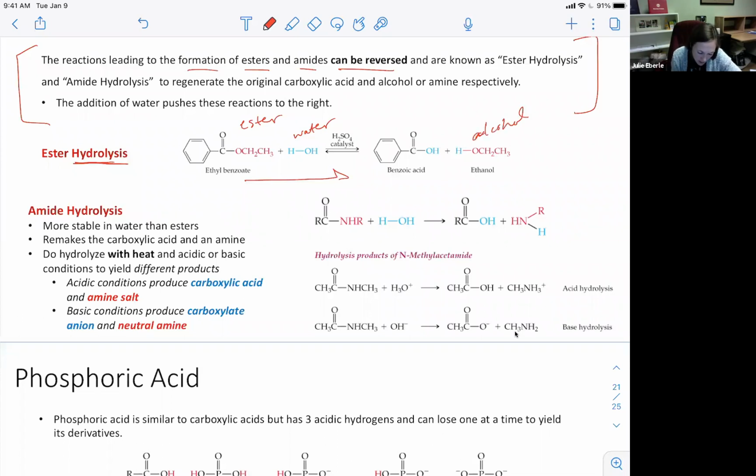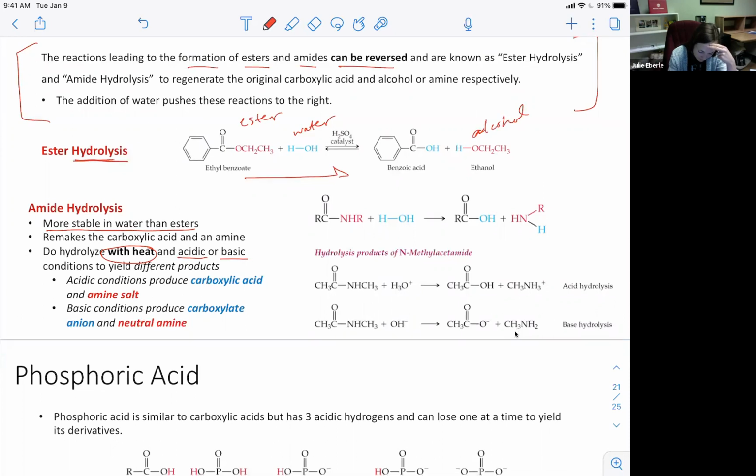Amides are a little bit more difficult, okay? Amides are more stable in water. And so depending on what your environment is, you've got to heat it, you've got to add a lot of heat to break these apart. And you'll do hydrolysis with either an acidic or a basic condition to yield different products.